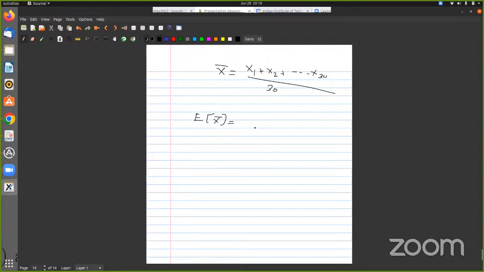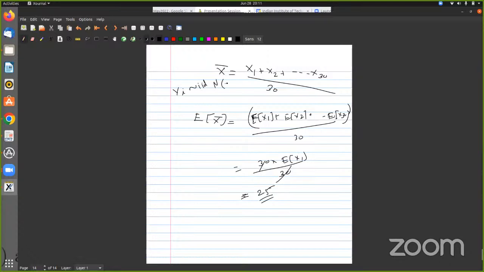E of x1, E of x2, we will find like this, right? Expectation of x1 plus expectation of x2, x3, until x30, divided by 30. So this is 30 times the expectation of x1, divided by 30. So expectation of x1 is what? Not given IID. 25. Yes, 25, because each xi is IID normal with 25 and 9.